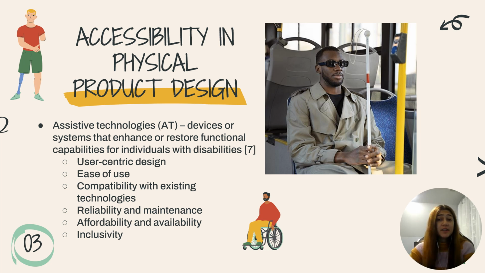Finally, let's look at physical product design with a special focus on assistive technologies that empower individuals with disabilities. Accessible technologies are devices or systems that enhance or restore functional capabilities for individuals with disabilities. Examples of ATs include cochlear implants, walking sticks, screen readers, wheelchairs, and prosthetics. So, the design of all products must address diverse user needs, preferences, and capabilities.